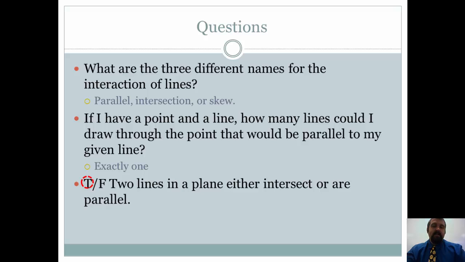The last one: two lines in a plane either intersect or are parallel. That is a true statement. If they're in the same plane, they have to intersect or they have to be parallel. If they are not in the same plane, that's where we get that third option. They could be skew. At this point, you should be able to do examples 1 and 2 on the next video. I won't be doing them just yet, but they'll be on the next video.